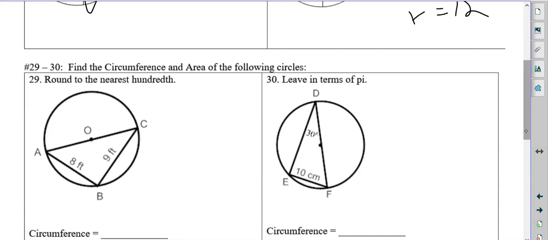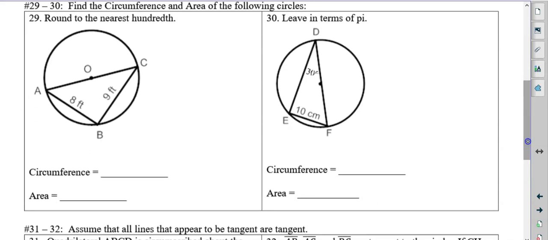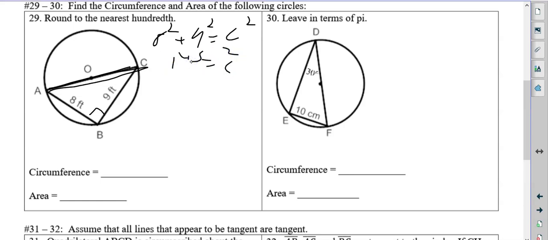Find the circumference and area of the following circles. Well, we need to find the diameter here. So that's 8 squared plus 9 squared equals c squared. So c squared is 145. So c is 12.04. That's the diameter, which means the radius is 6.02.